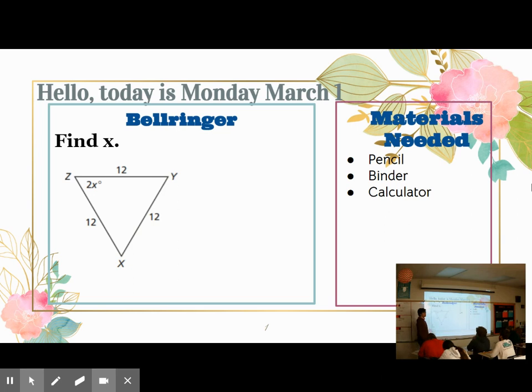Explain to us how you did the bell ringer. Make sure you pay close attention, and also make sure you talk kind of loud because the people on there cannot see what's written on the board. So make sure you tell them exactly what you did and why.